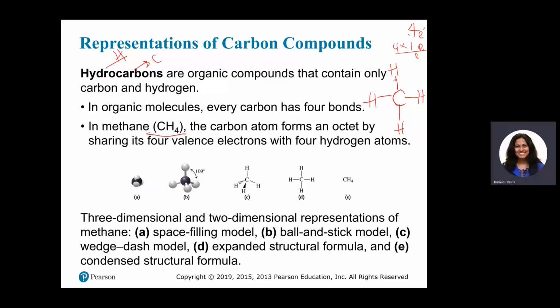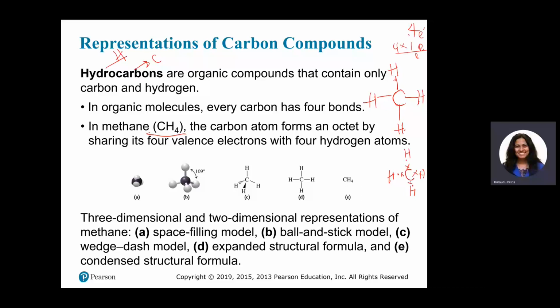If I draw the Lewis structure, these are the four valence electrons on the carbon, and these are the electrons brought by the hydrogens. In a covalent bond, those two electrons are shared between the two atoms. So the central carbon has 8 electrons on it. Next, we can use different types of representations to draw the structure of these organic compounds.